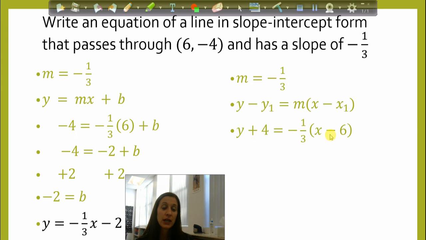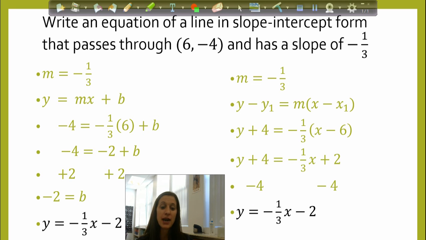So once I plug into point slope form, I just need to transfer into y equals form. And so I'm going to distribute. And then to get y by itself, I'm going to subtract 4. And I get the same exact equation, y equals -1/3 x minus 2.